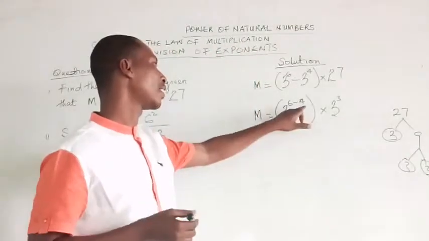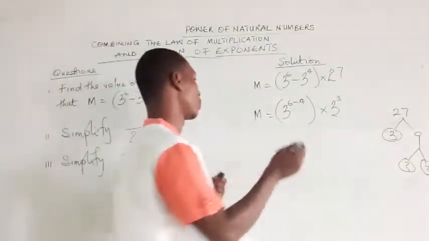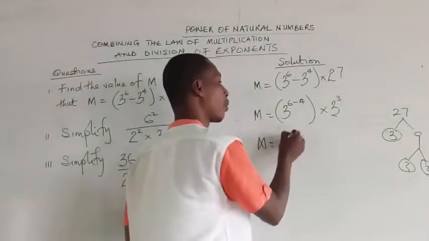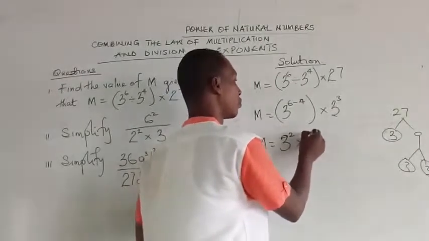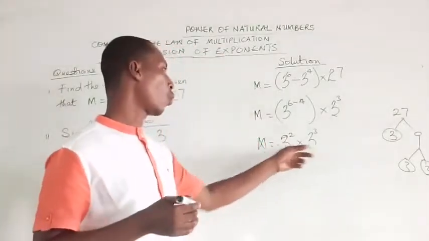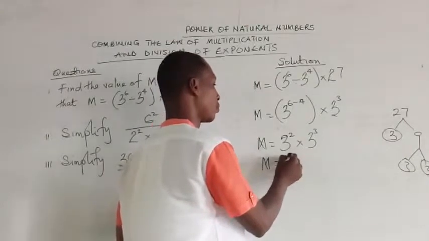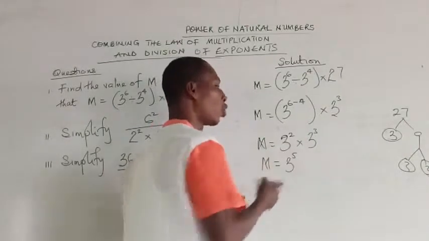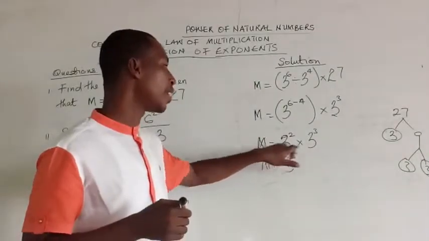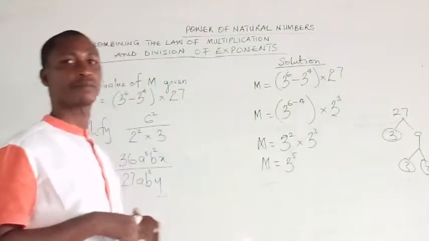So at this instance, we just subtract 4 from 6. We'll be left with 3 to the power 2. Sorry, 3 to the power 2, times 3 to the power 3. So what do we have? We have m. Because the law is that when we are multiplying and the bases are the same, we add the exponents.